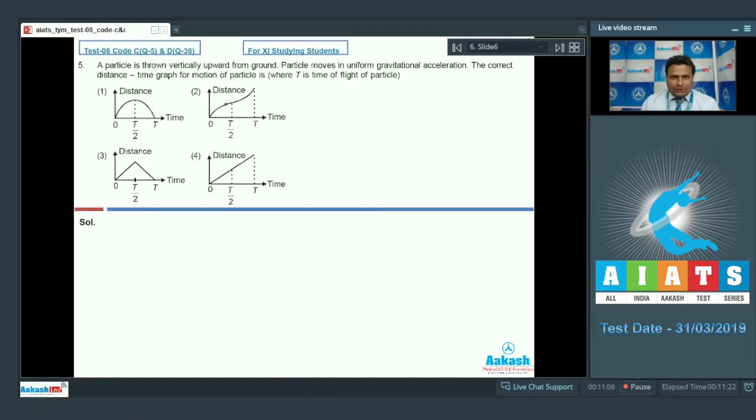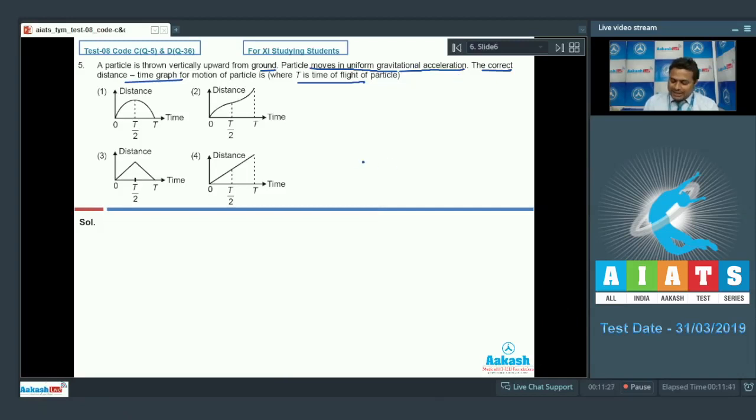So student, here is question number 5. A particle is thrown vertically upward from the ground. The particle moves in uniform gravitational acceleration. The correct distance time graph for the motion of the particle will be what? Where t is the time of flight for the particle.